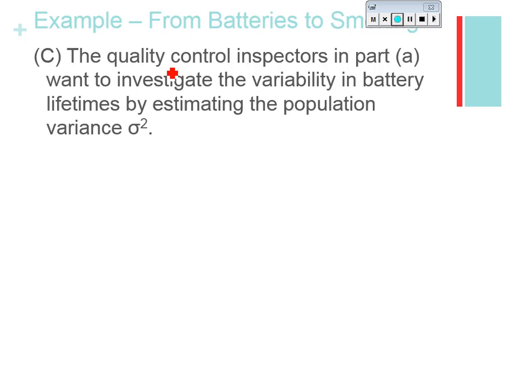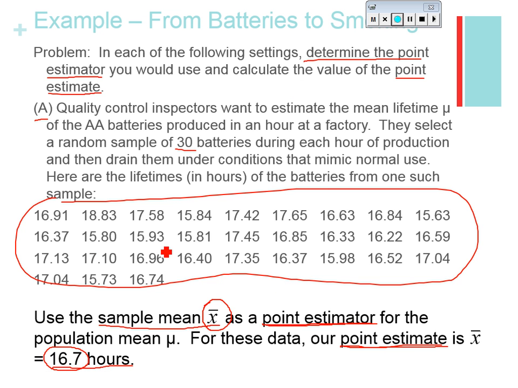And then for Part C, we're going to reference the values that we had in Part A, and it says the quality control inspectors in Part A want to investigate the variability in battery lifetimes by estimating the population variance. So remember, variance is simply just the standard deviation squared. So if I wanted to find what the standard deviation of all 30 of these values were, the easiest thing I can do there is to take all 30 of these and put them in the L1 column of your calculator and then do the 1var stats.